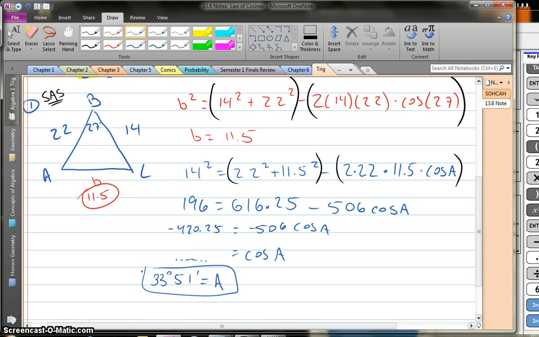Now to find angle C is easy, right? Because we have 180 minus all that. So we have 180 minus 27 minus 33 degrees and 51 minutes. So angle C would then be 119 degrees and 9 minutes.